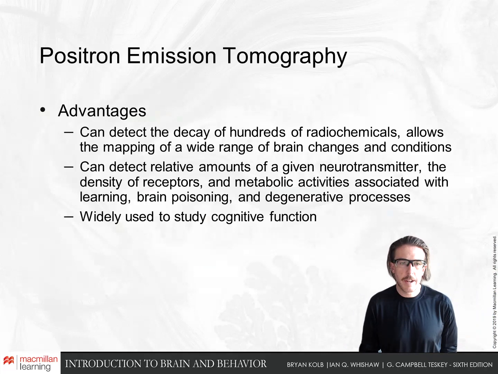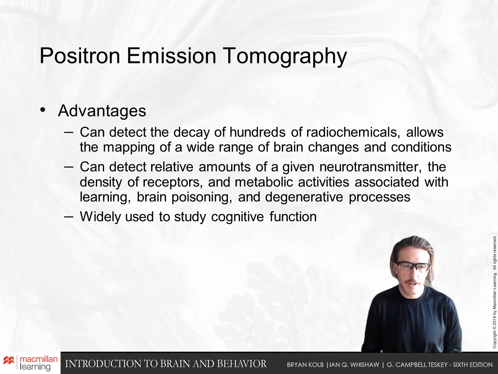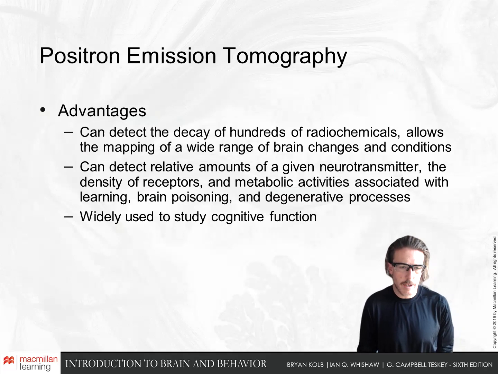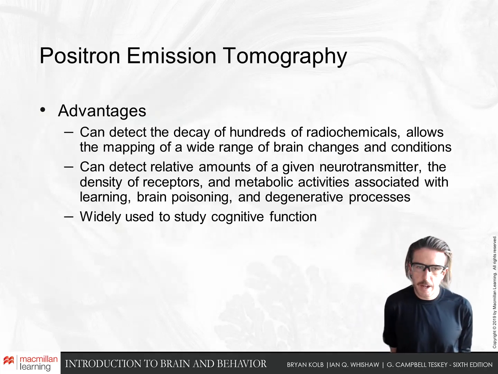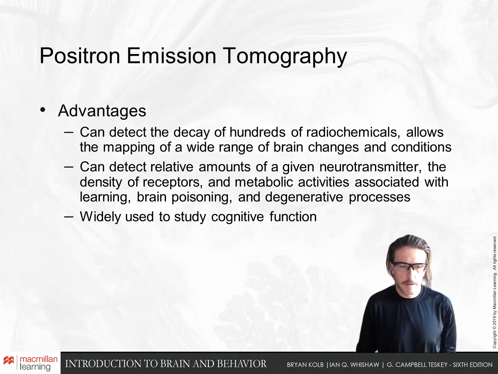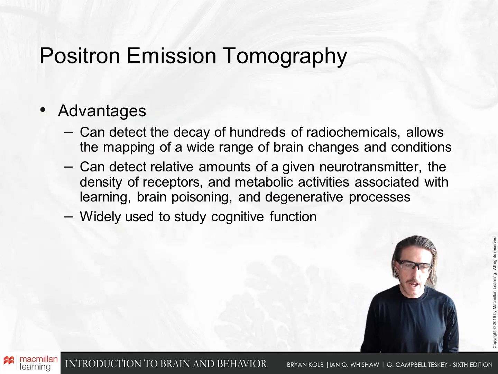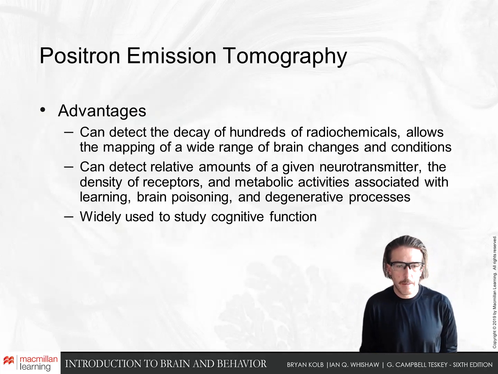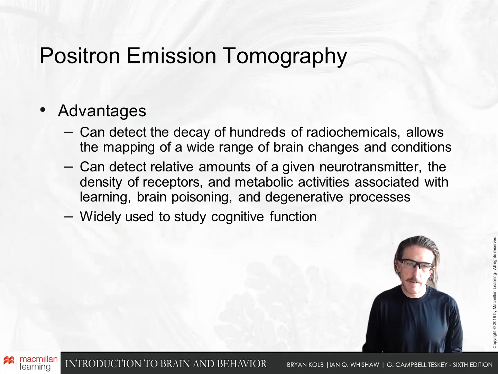So it can measure things like receptor density and metabolic activities like learning and brain poisoning, and it's widely used in cognitive function study, but not as much here at the University of Alberta. We don't have one. I think the authors of this textbook have a PET scanner at Lethbridge, and so they are overemphasizing its utility in this textbook. Most of the research that I read uses fMRI these days.